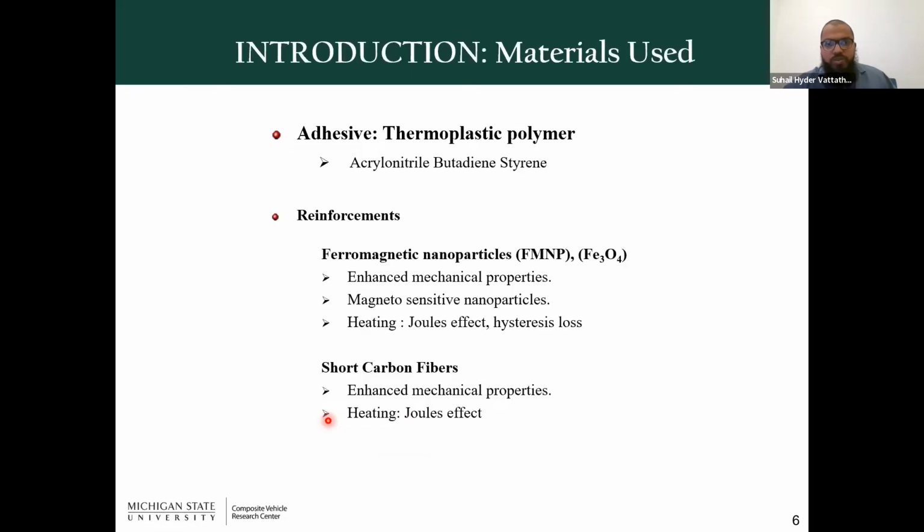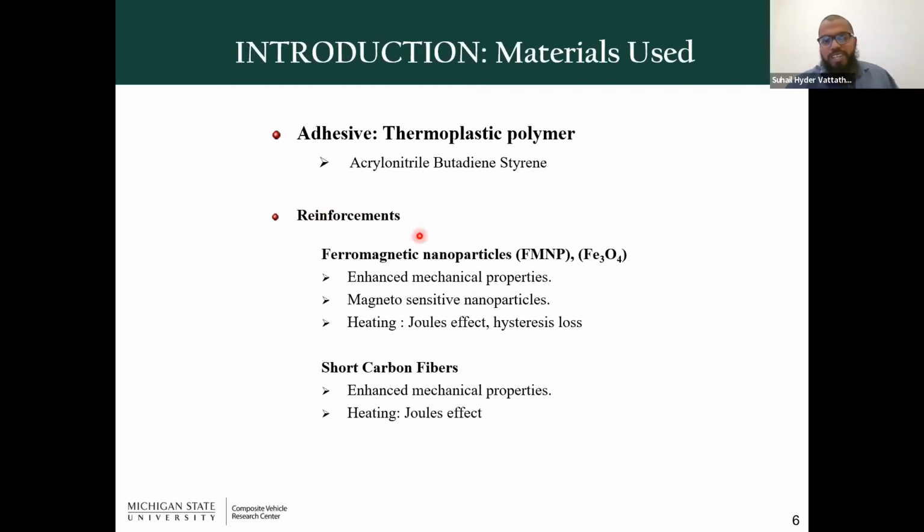Now, just to give you a heads up of the materials used within this project, they are thermoplastic polymers. I'm using a thermoplastic polymer as an adhesive, that is acrylonitrile butadiene styrene, so ABS. The reason why I use this particular adhesive is because this was readily available in our lab, and it has significant applications in many of the automotive sectors. So we picked up this particular thermoplastic polymer. Just to give you a note, we can use any other thermoplastic polymer to make a reversible adhesive.